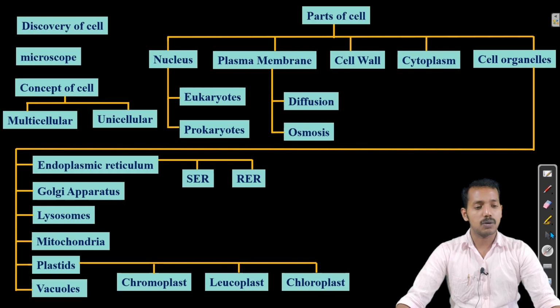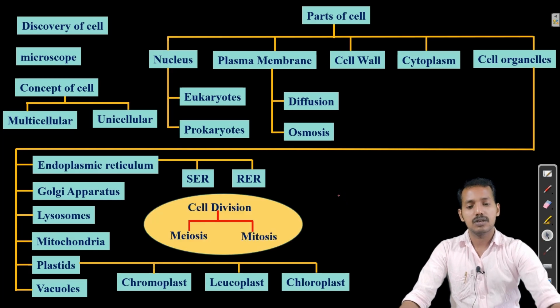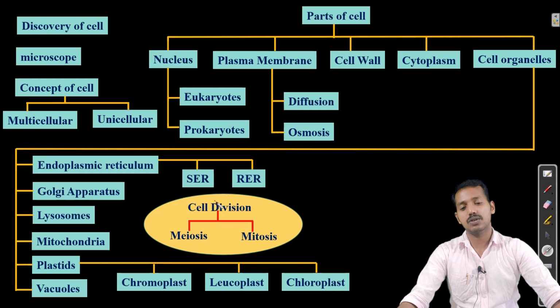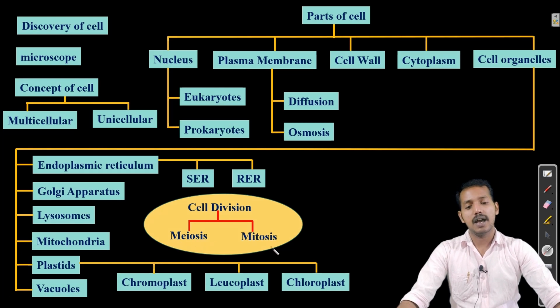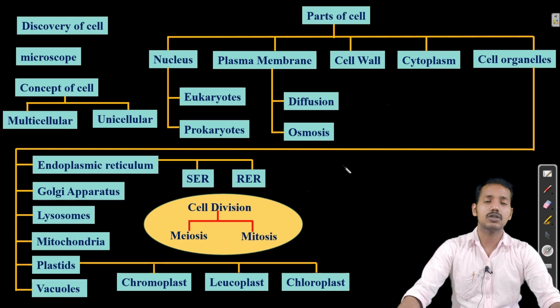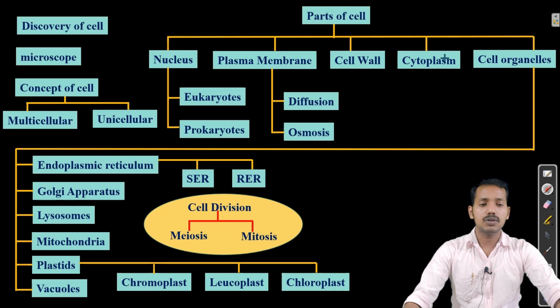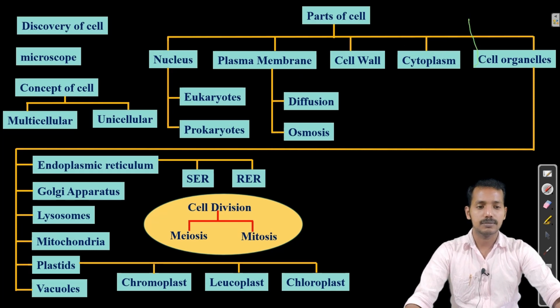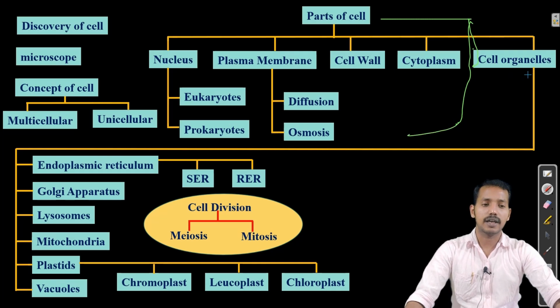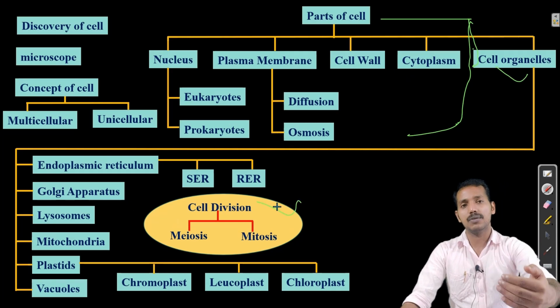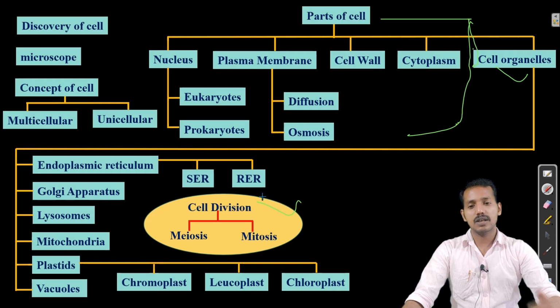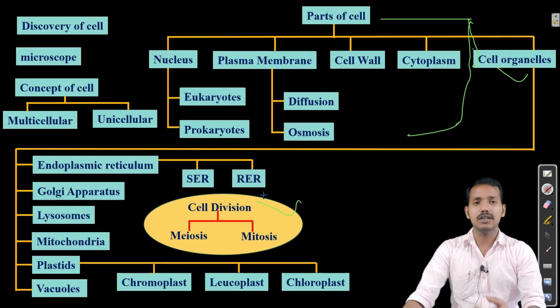And the last topic in this chapter we will discuss is cell division. Cell division also has two types. First one is meiosis and next one is mitosis. So these are the topics we are going to see in this chapter. Out of all these topics, today I am going to discuss up to the basic parts of the cell. The cell organelles, different types of cell organelles, and cell division, these two topics I will discuss in the next video. So let's start with the discovery of the cell.